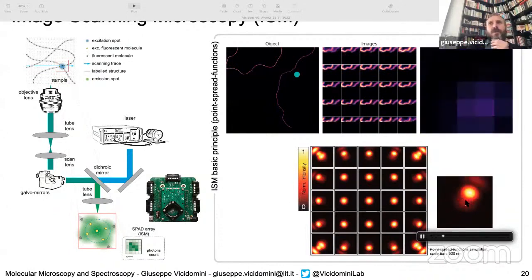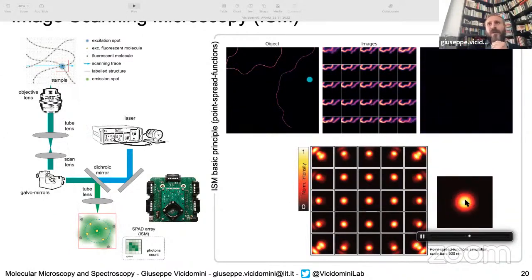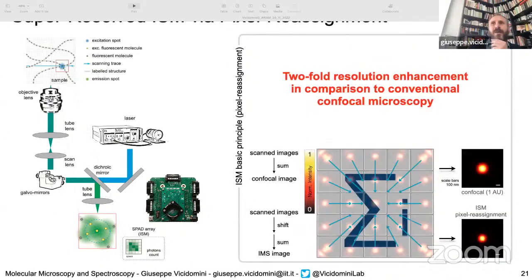So what you can do is reconstruct a super resolved image by simply taking the 25 images and registering them to each other, because these 25 images are the very same sample, but shifted in space. And after you shift back all the images, you just sum them up and you obtain a high resolution image. Specifically, you obtain an image that has double the resolution with respect to a conventional microscope.